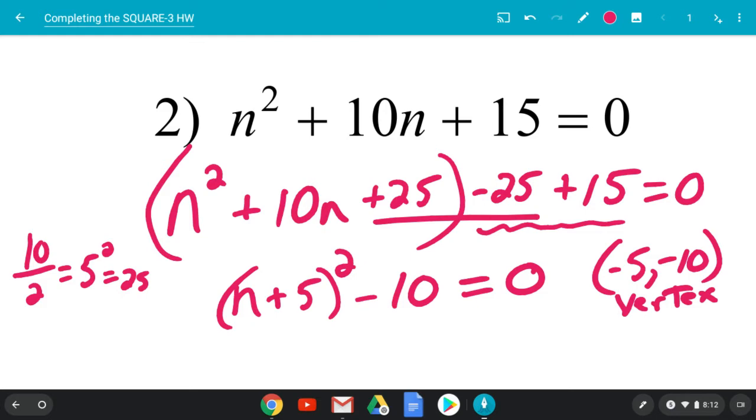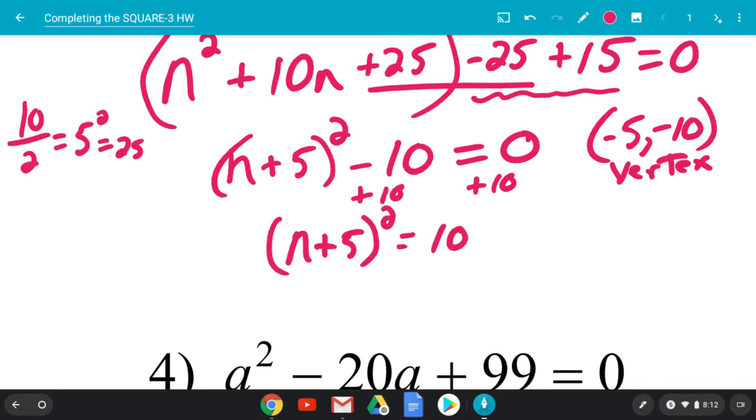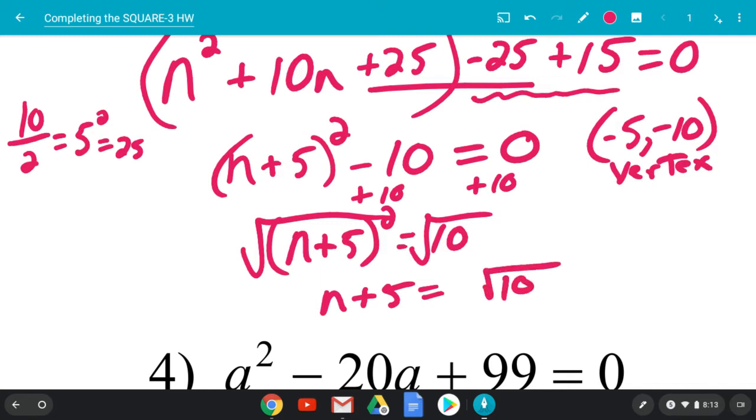In order to solve it, I now have to add 10 to both sides and have n plus 5 quantity squared equals 10. Now what? Take the square root of both sides. Now this is one that wasn't pretty like the ones we had last week. Because when I take the square root of n plus 5 squared, I get n plus 5. And that equals, now 10's not a perfect square, is it? So I'm going to leave it as a square root. I'm just going to leave it like that. All right? Am I allowed?